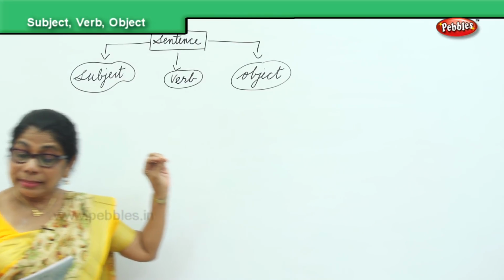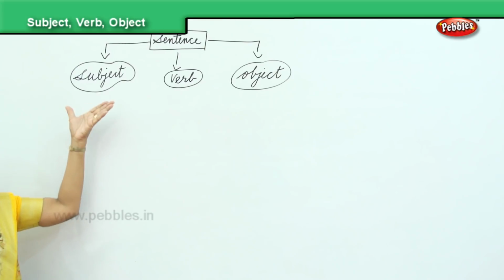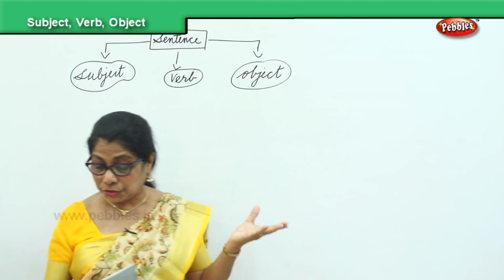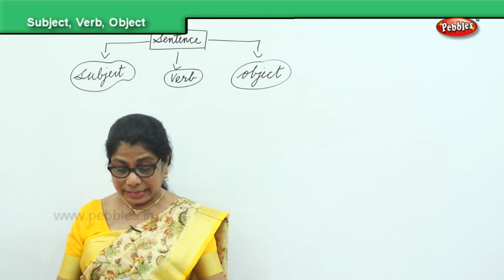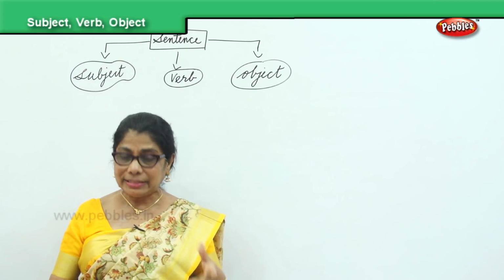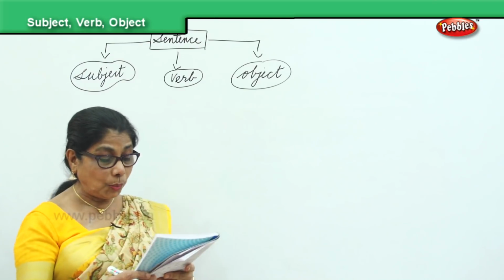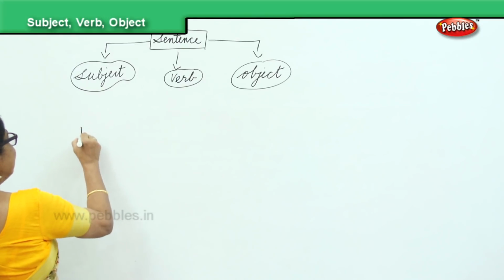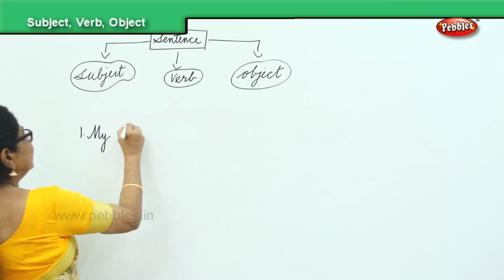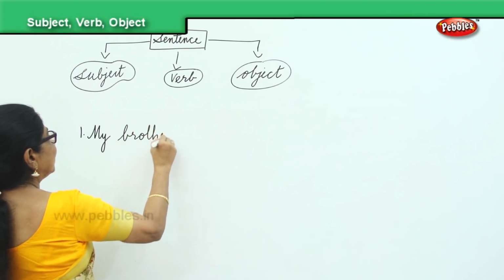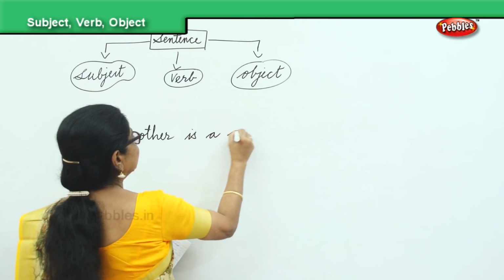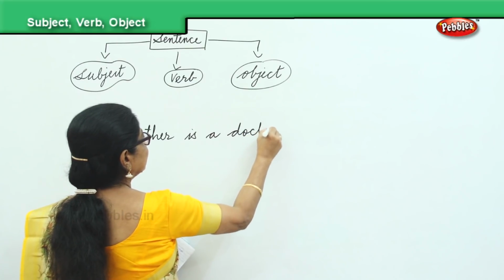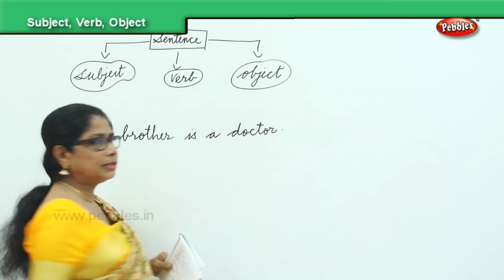Now, every subject can be a noun or a pronoun, and it generally does some action. And the subject is normally at the beginning of the sentence, and it does some action. Now let's look at one or two sentences to make you understand. First one: my brother is a doctor.